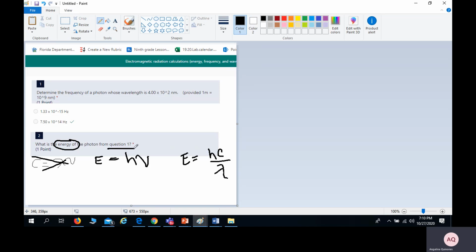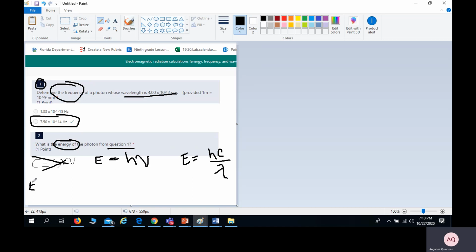So the question is number 1. Here's number 1. In question number 1, they gave me wavelength, but we also calculated the frequency. See, the frequency was right here. Because we know the frequency, I can actually use the easier equation. We got lucky. All right, let's do the math.